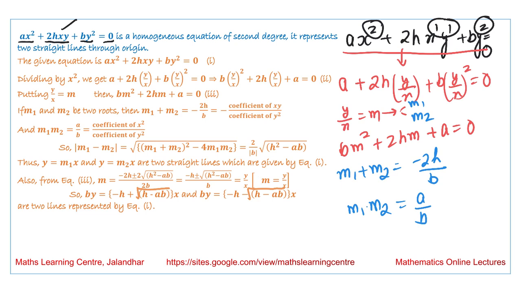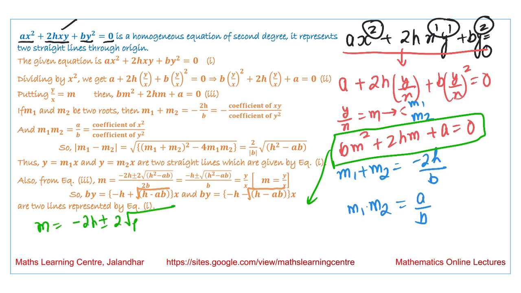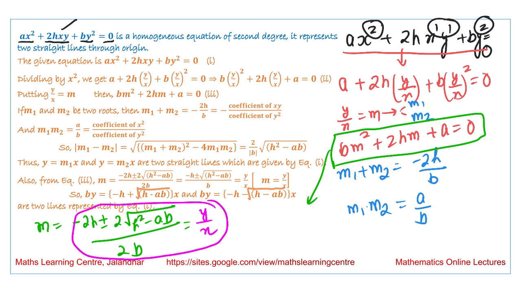Now if we calculate the values of m1 and m2 from this quadratic equation in m, we get m is equal to minus 2h plus minus 2 square root of h square minus ab, by 2b, and m is basically y by x. So we obtain the value of y by x in this form. We can obtain the required equations as y is equal to (minus h plus square root of h square minus ab) by b into x, and similarly y is equal to (minus h minus square root of h square minus ab) by b into x.